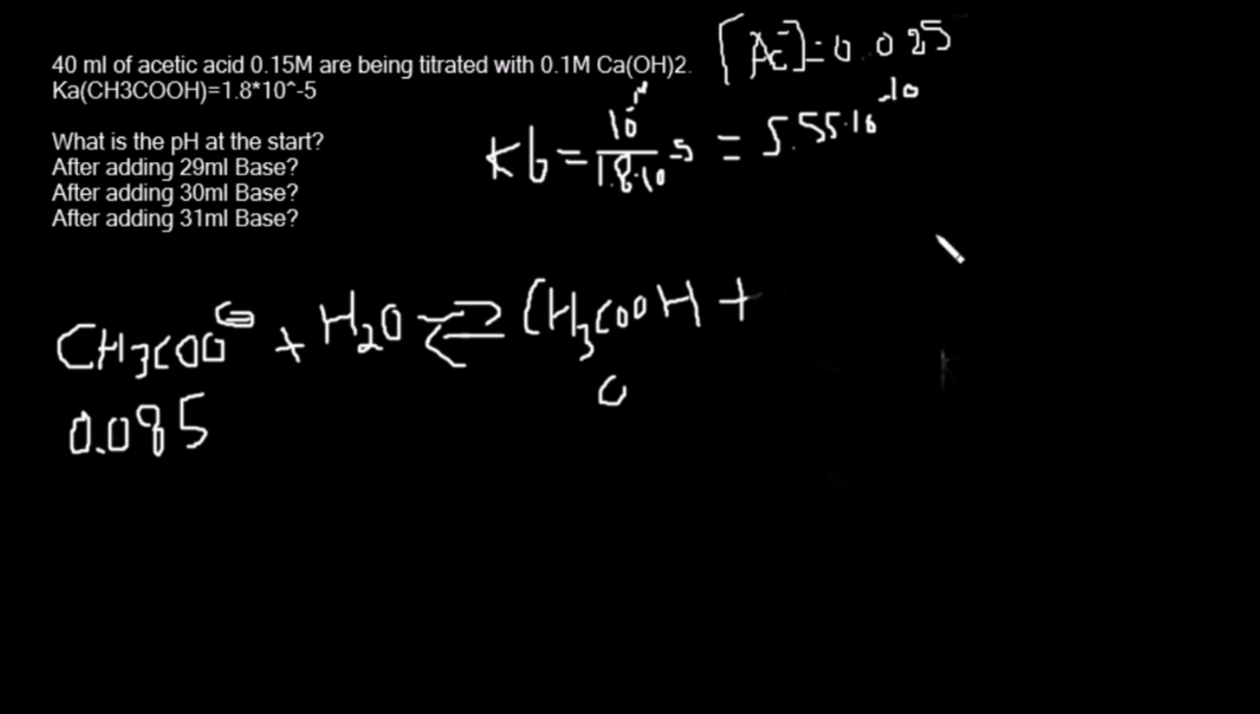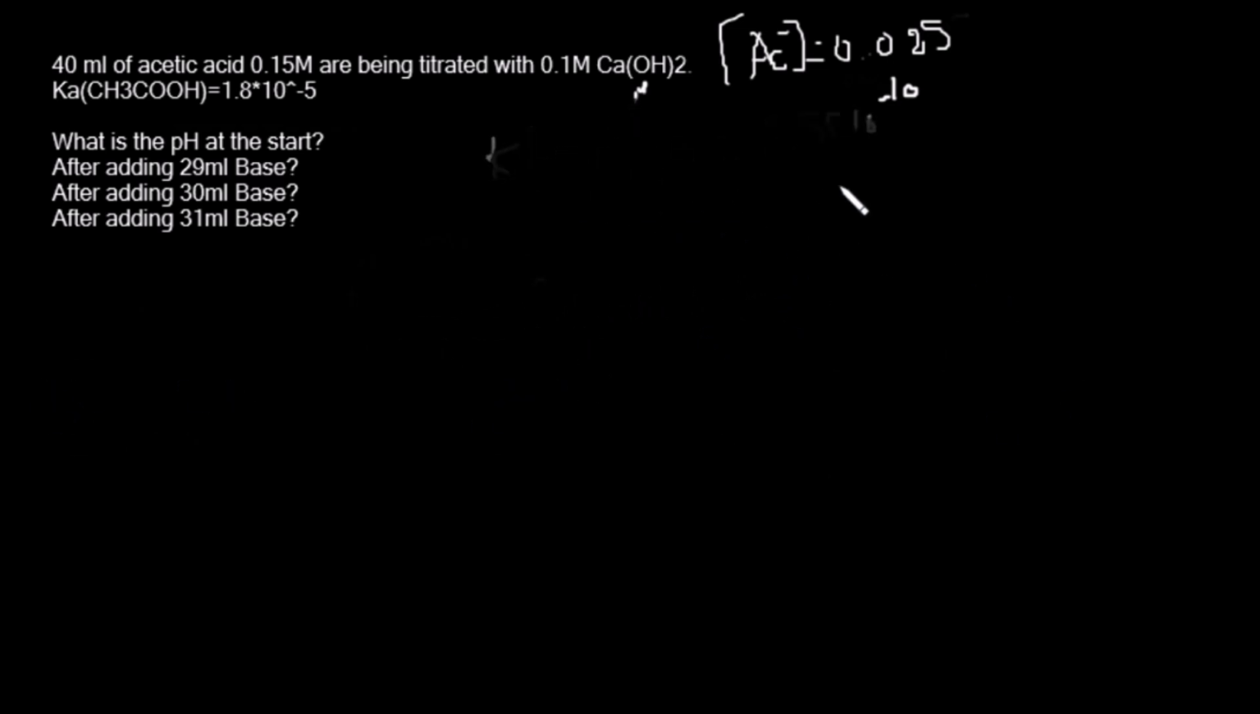So this is part 3 of the question. Let's do the last part. The last part is considered to be the simple question, because obviously in the third part we added the same number of moles of the base as the acid. So if we add 31, we're going to be adding more base. So first we calculate how many moles of the base we added. It's 31 divided by 1000, which is the volume in liters, and we multiply it by 0.1.